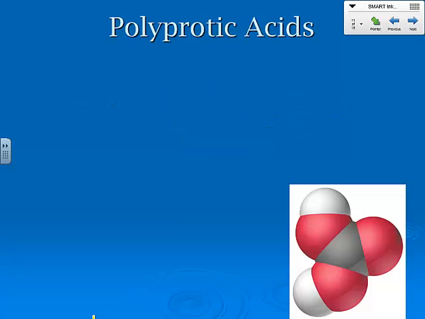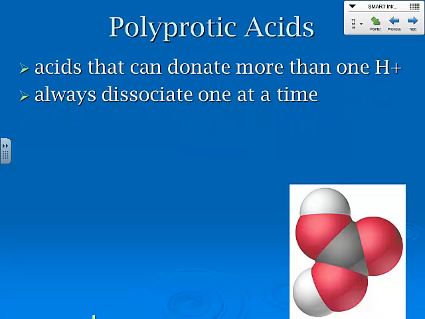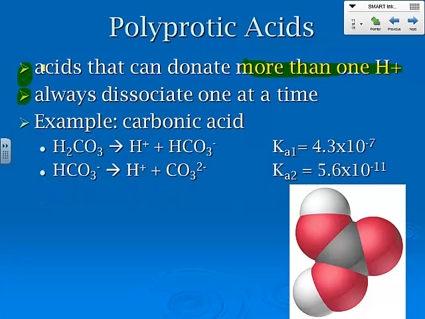Okay, so let's talk about polyprotic acids. We've heard this term before. Polyprotic acids are acids that can donate more than one hydrogen ion, and they always dissociate one at a time. So you kind of have to think of them as steps, and this is why.